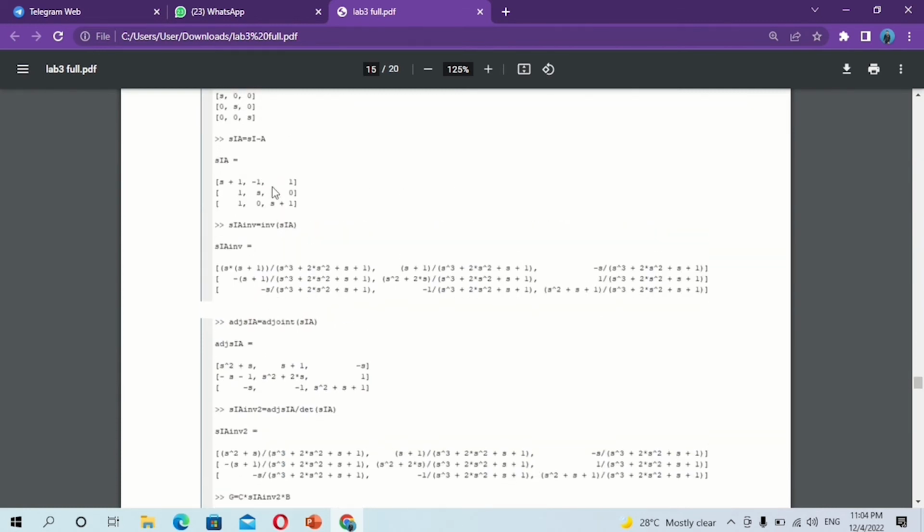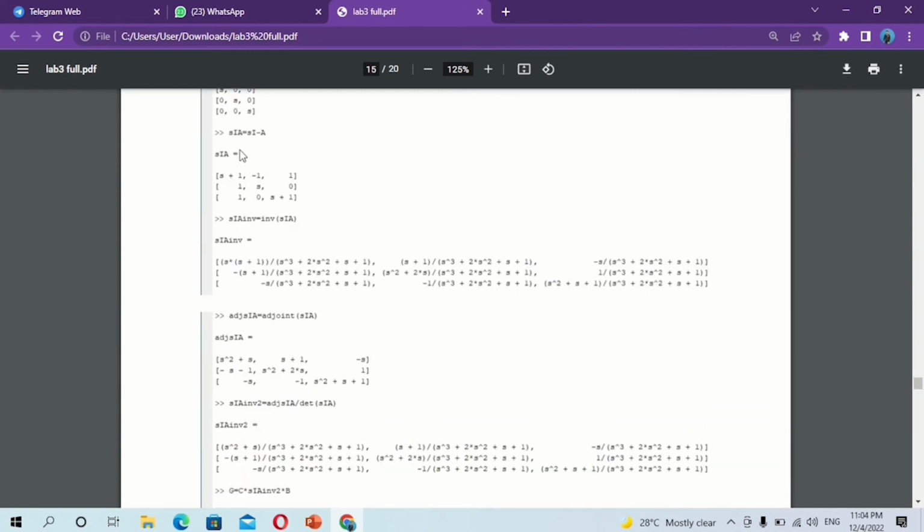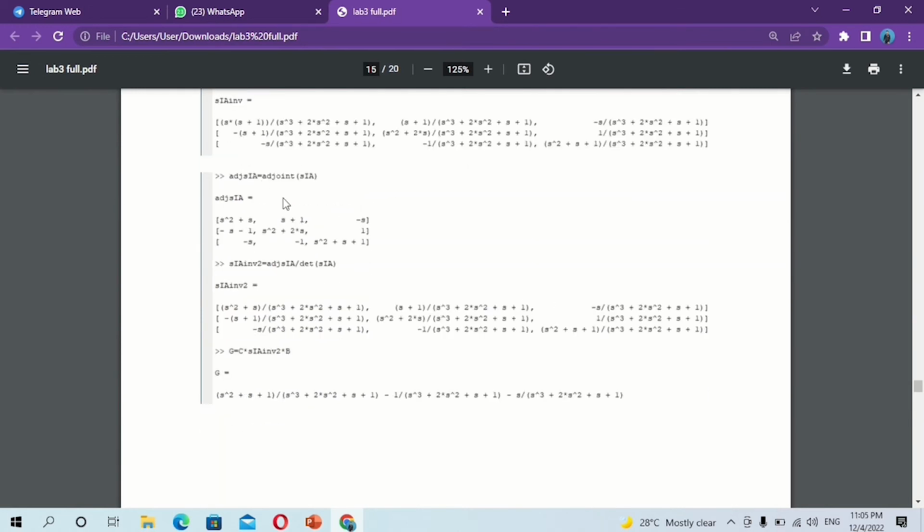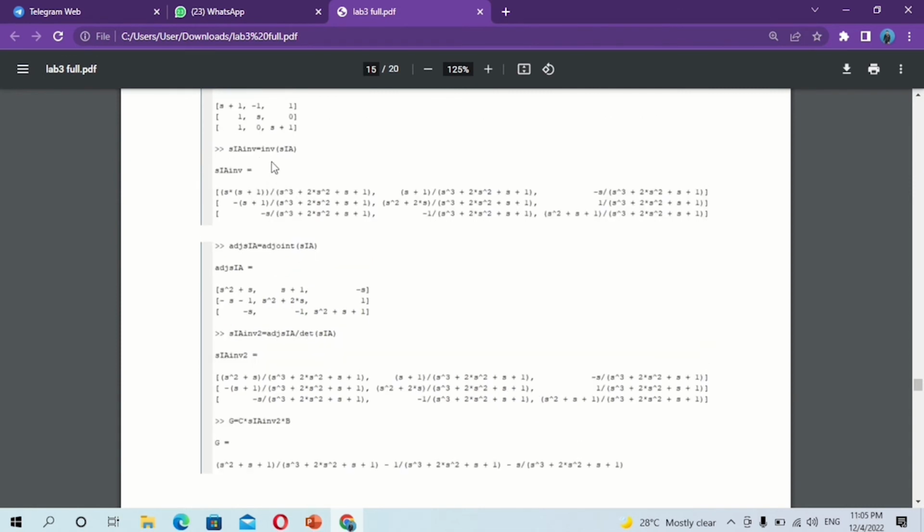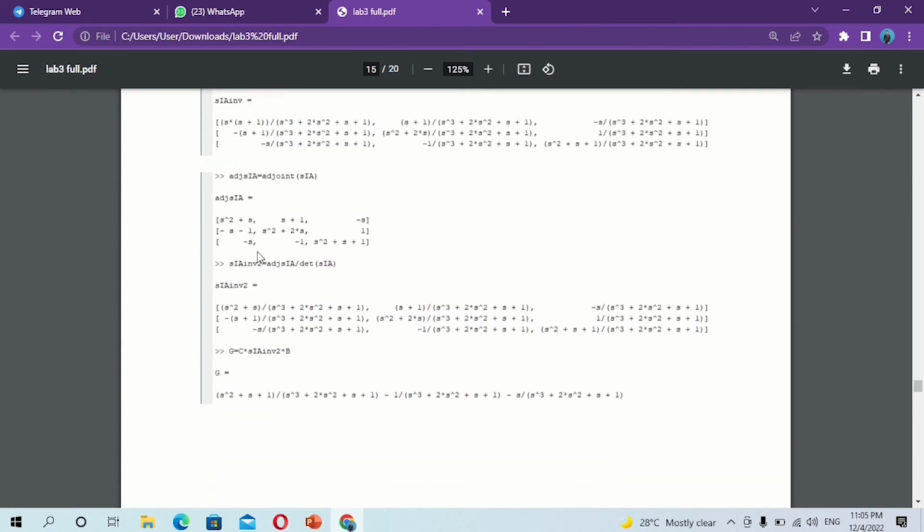Next, we also need to find the inverse matrix for the SIA matrix. We put SIA inverse equal to the inverse of the SIA matrix. After we run it, we get this, the same as in our calculation. Next, after we get the inverse of the SIA matrix, we also need to find the adjoint of the SIA matrix, for which we use this code, adjoint SIA equal to the adjoint of the SIA matrix. After we run it, we get the adjoint matrix for SIA.